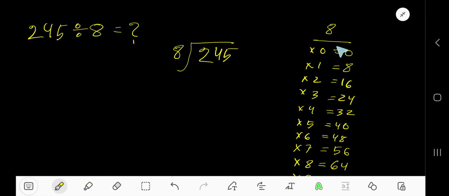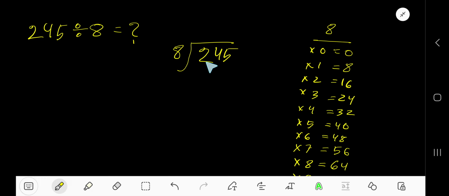To find the multiplication table of 8, just add 8 to the previous step. 0 plus 8, 8; 8 plus 8, 16; 16 plus 8, 24; 24 plus 8, 32; 32 plus 8, 40; 40 plus 8, 48, like this.